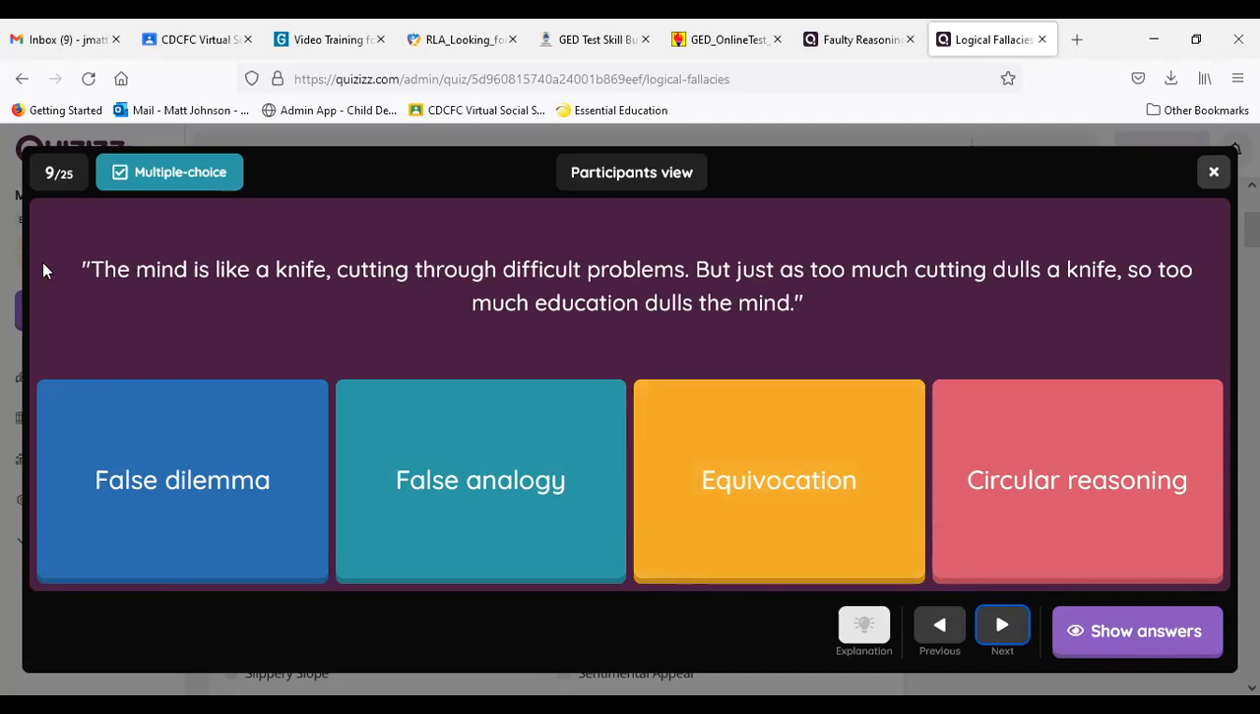The mind is like a knife cutting through difficult problems, but just as too much cutting dulls a knife, so too much education dulls the mind.